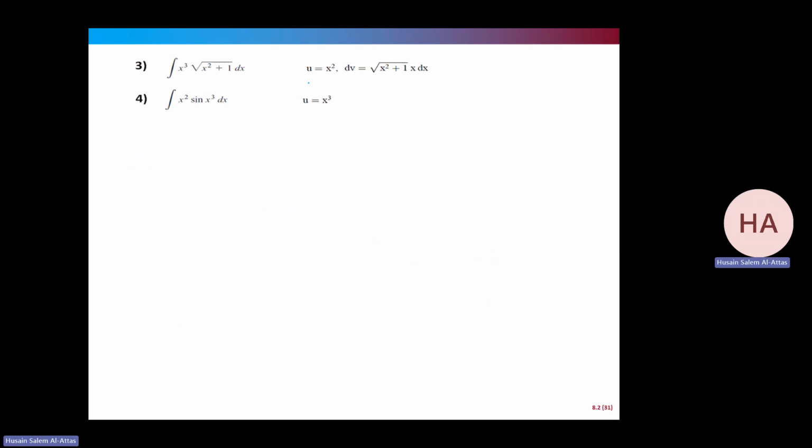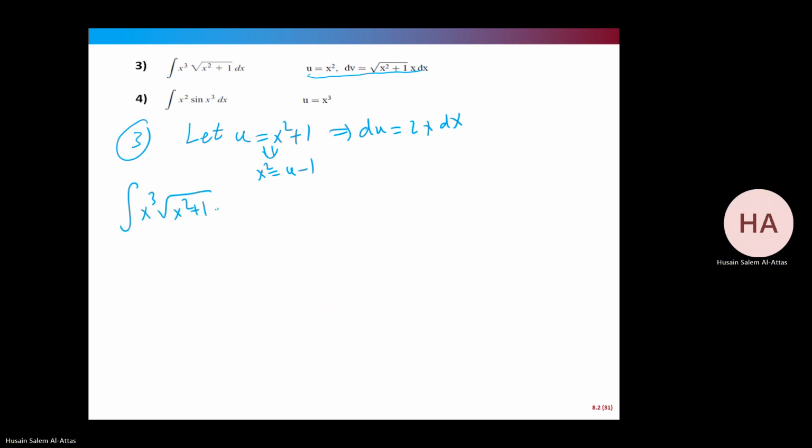This one, I think, no need for by parts. I think it can be done using substitution. Let me try to do it. I let u equal x squared plus 1. What will be du? 2x dx. But from here, I'm getting x squared is u minus 1. So this is the integral of x cubed, which will be the integral of x squared times, I make it 2x and multiply by half outside, square root of x squared plus 1 dx.